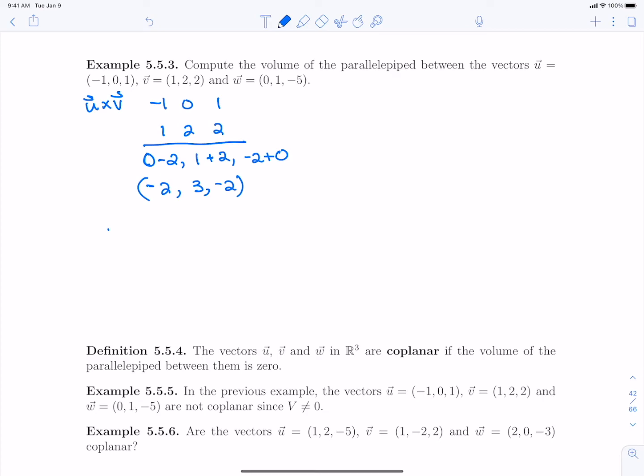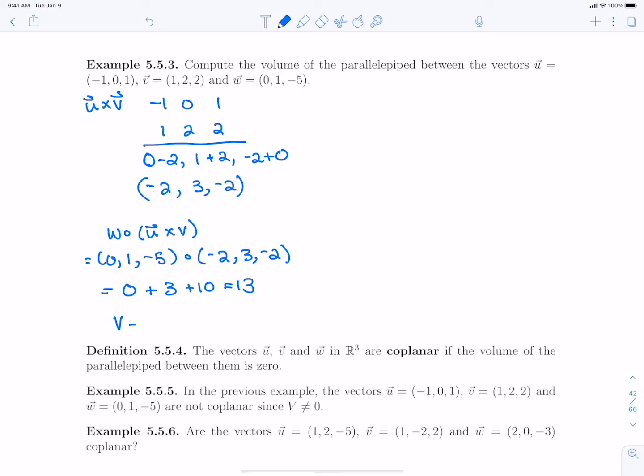Okay, well, let's go W dot U cross V. So that's going to be 0, 1, -5 dot -2, 3, -2, which will give me 0 plus 3 plus 10, which equals 13. And then I have to remember to make sure my volume is positive, and it is. So the volume is 13 cubic units.